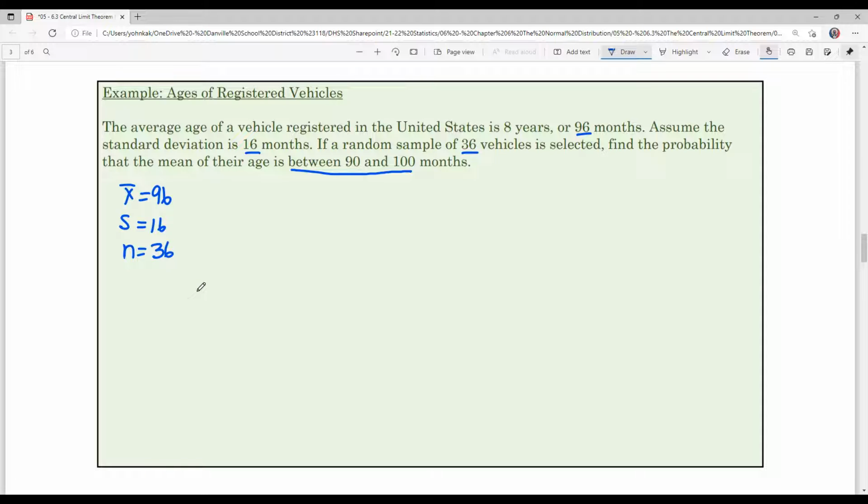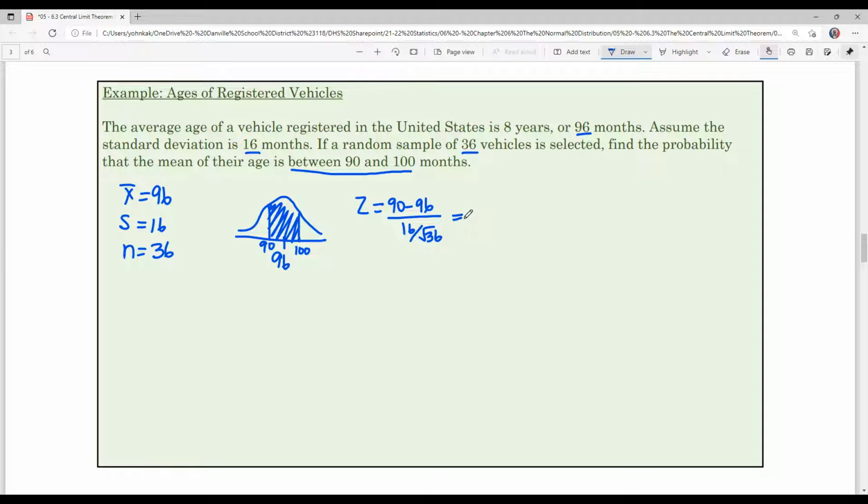So I want to know if I take these 36 vehicles and find the mean of their average ages, that mean is going to be between 90 and 100. So I'm looking for these 36 cars together, not individually. So 90 would be on the left, 100 would be on the right, and we shade. So this is 90 and here's 100. I need to find two z-scores. And remember, when you do the z-scores, you need to include the square root of 36 in the denominator. So we'll do 90 minus 96 divided by 16 over the square root of 36.